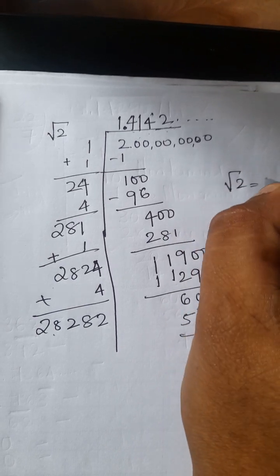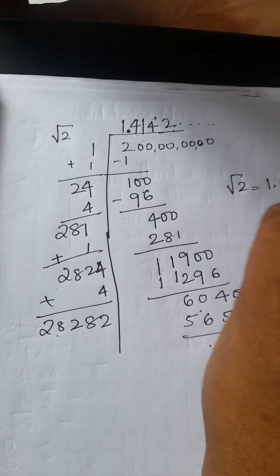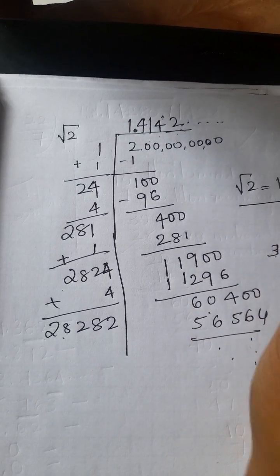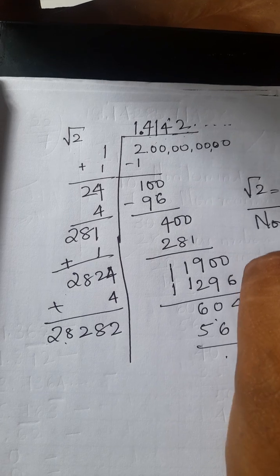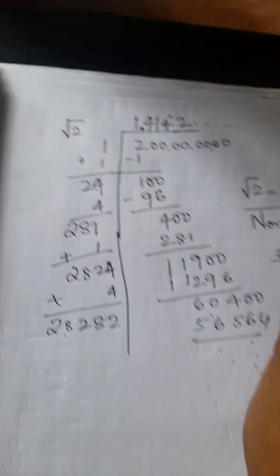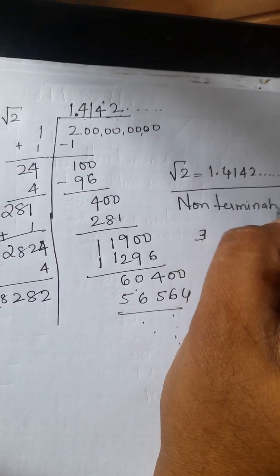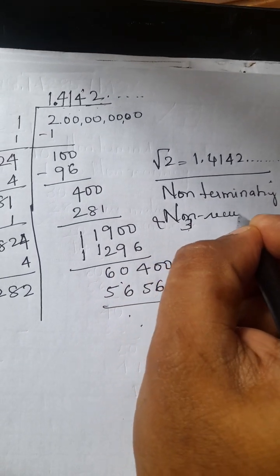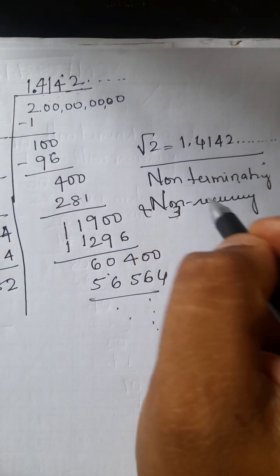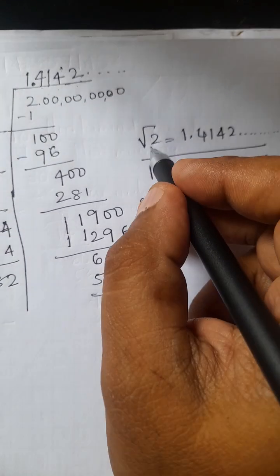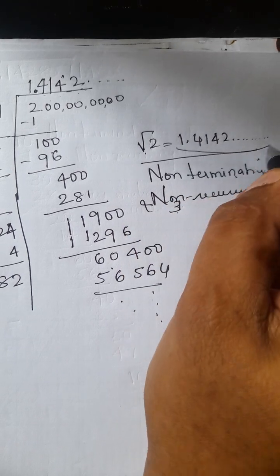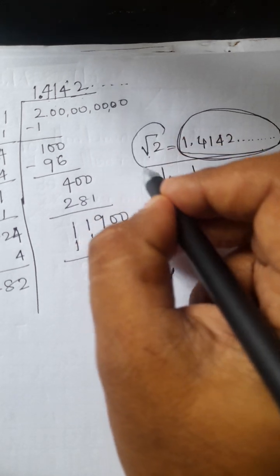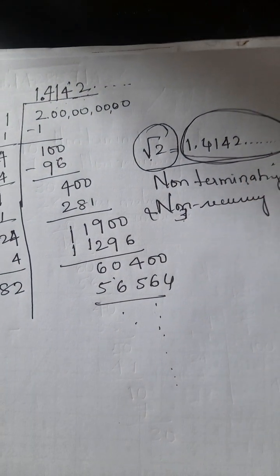So square root of 2 is 1.4142, and so on and on and on. It is not recurring. So this represents that it is non-terminating. It is not terminating, and not recurring. That is why this number is an irrational number. That is, root 2 is an irrational number.